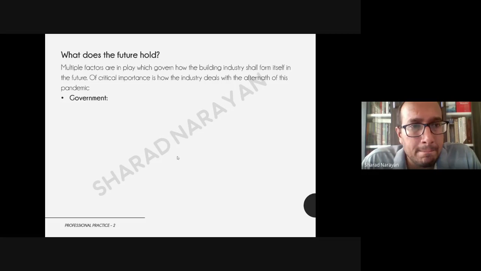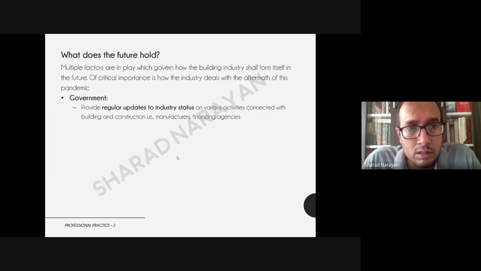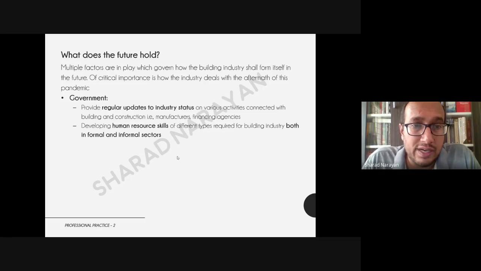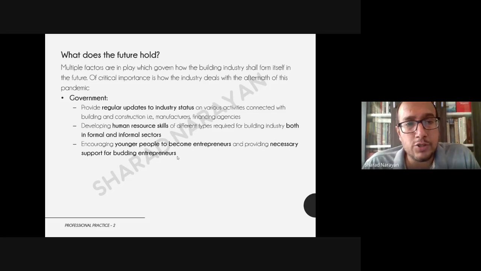Anyway, coming back to the presentation itself, the future for government involvement: it has to provide regular updates on industry status on various activities connected to building and construction. It has to develop human resource skills of different types required for the building industry, both in formal and informal sectors. It has to encourage younger people to become entrepreneurs, and it has to provide necessary support for budding entrepreneurs.